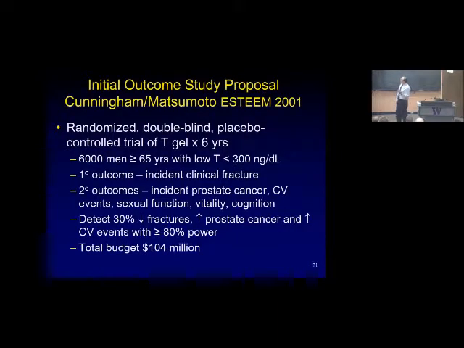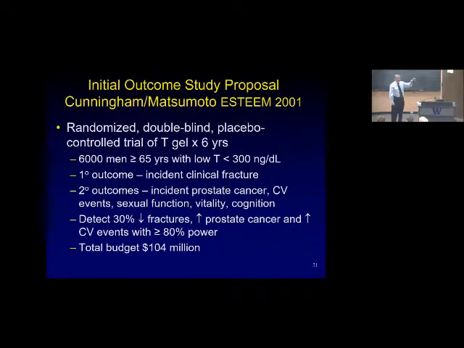And we put together what we thought was a very reasonable trial, although it cost quite a bit of money, of 6,000 men over the age of 65 with low testosterone exposed for 6 years to either testosterone or placebo, with the primary outcome being clinical fractures. At the time, there was bone mineral density data that testosterone increased bone mineral density, and so the clinical question of whether or not it reduced fracture risk, I think, was a relevant question back then. It still is, by the way. But that's why it was chosen as the primary outcome.